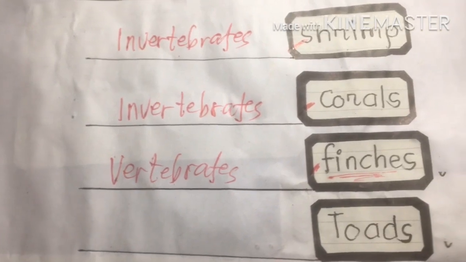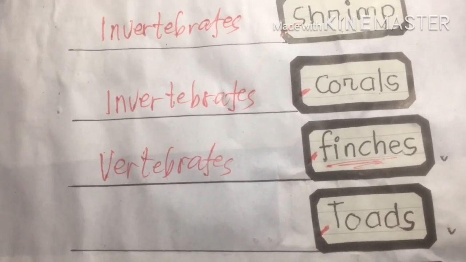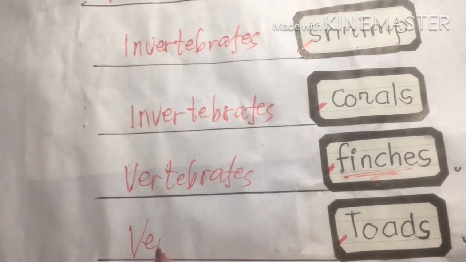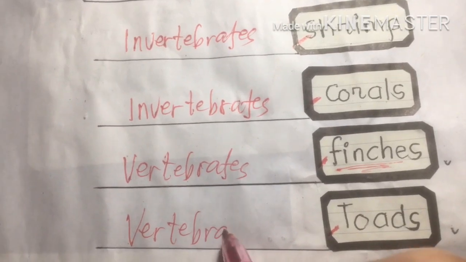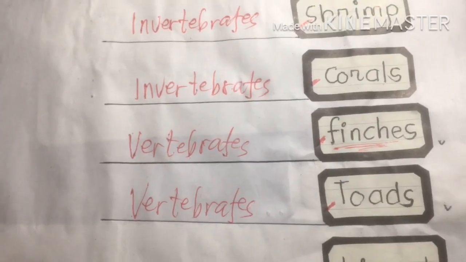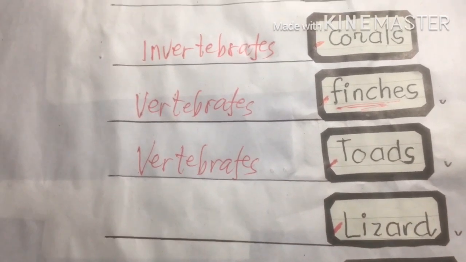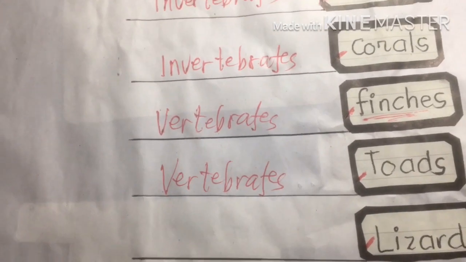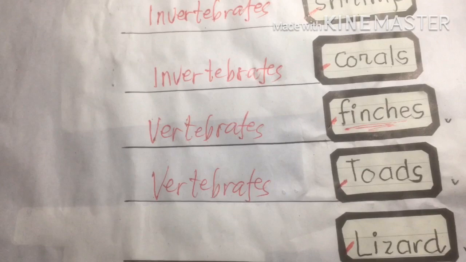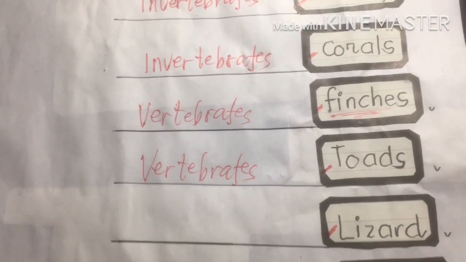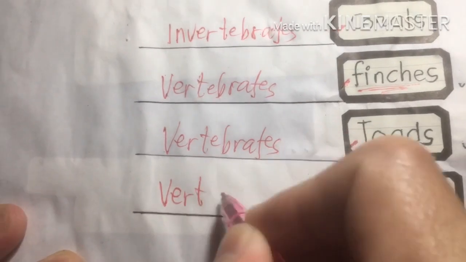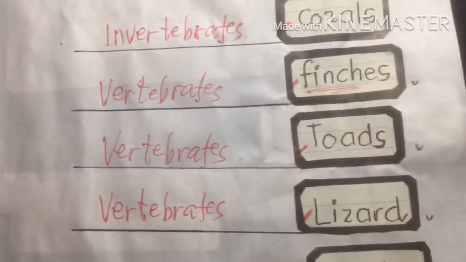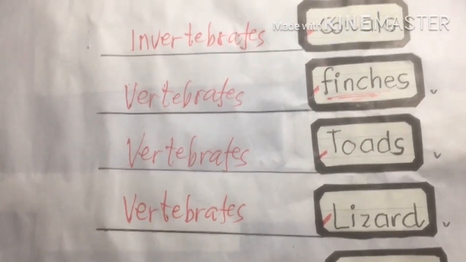Let's continue to toads. Toads belong to the frog family, if I'm not mistaken. So that's why toads belong to vertebral column or vertebrates. It has a skeleton. Lizard. Yeah, does lizard also belong to invertebrates or vertebrates? Okay. That is vertebrates. Okay, vertebrates, class, because lizard also has a backbone.